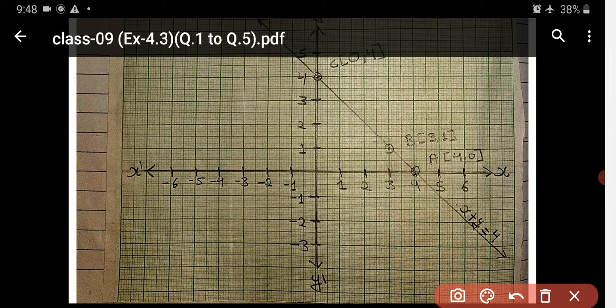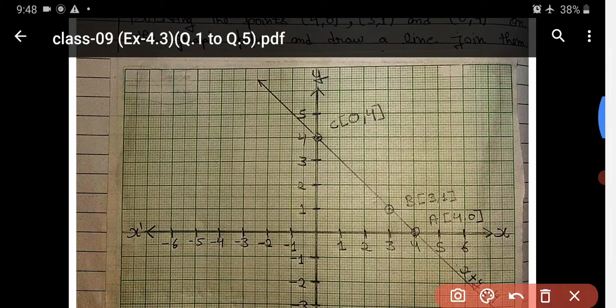Now, what is the first point? The first point is 4 comma 0. So on the x axis you move up to 4 and on the y axis 0. So remain here, put a dot, make a circle and write the name A, 4 comma 0. The second point is 3 comma 1. So on the x axis come to 3, on the y axis come to 1, and then put a dot, make a circle and write the name B, 3 comma 1.